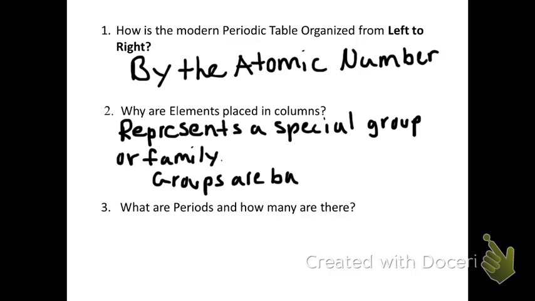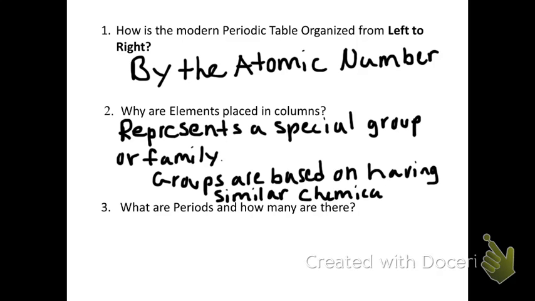having similar chemical properties. Okay, so again, elements are placed in columns which are known as special groups or families, and these groups or families are based on elements having similar chemical properties, going up and down or top to bottom on the periodic table. So what exactly are periods?